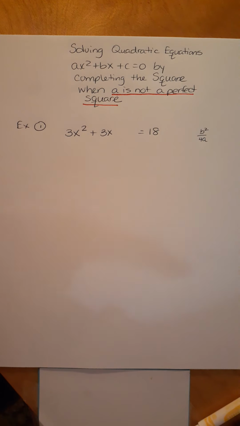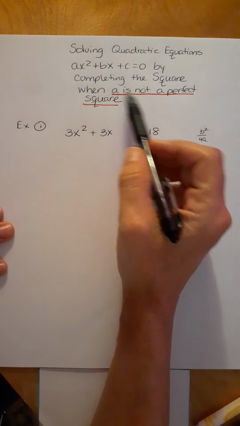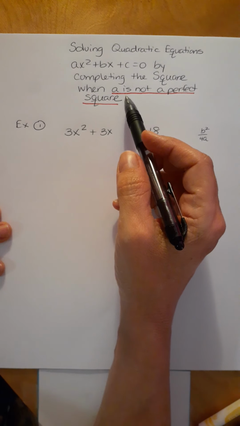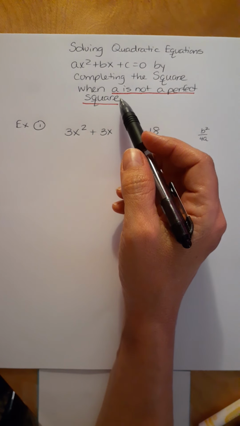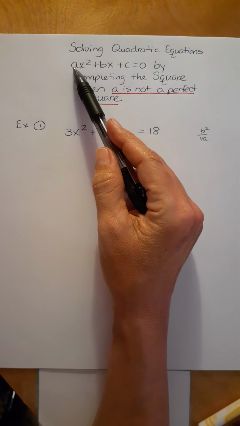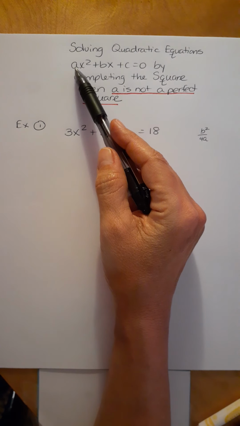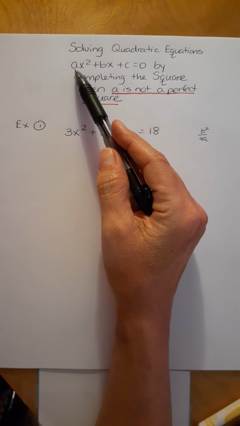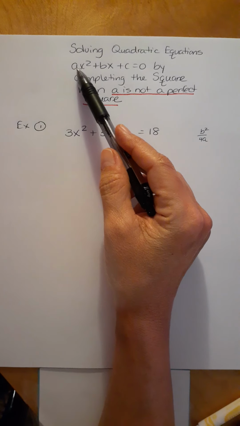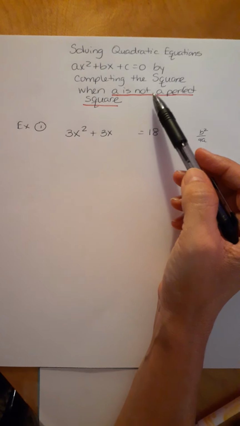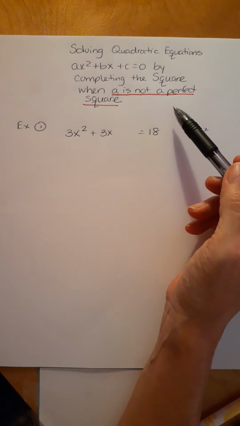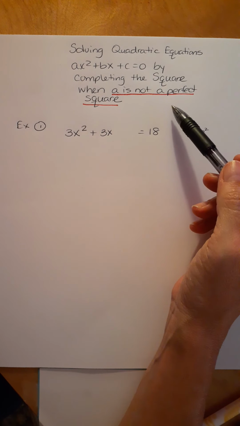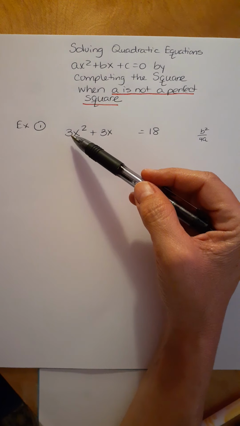So now we're going to work on solving quadratic equations by completing the square, but when the leading coefficient, or a, is not a perfect square. There have been other cases which I have reviewed where the leading coefficient is 1, and explaining what we're supposed to use with that, and when the leading coefficient is a perfect square. Now I'm going to go over with you what happens if the leading coefficient is not 1 and it's not a perfect square.